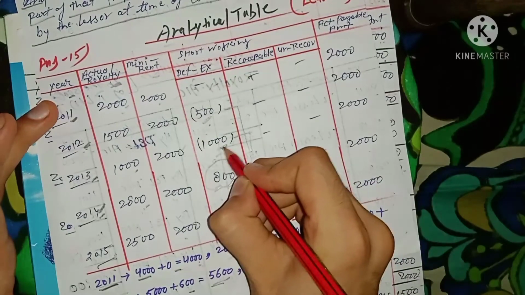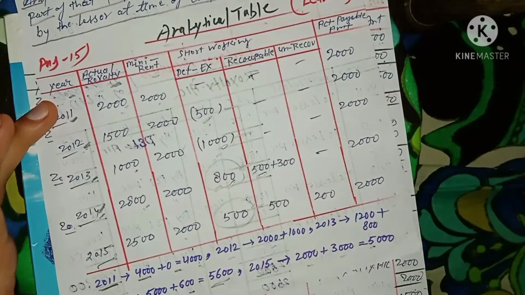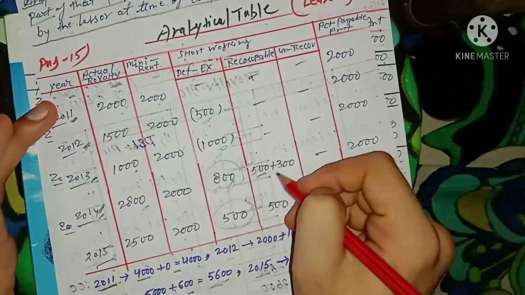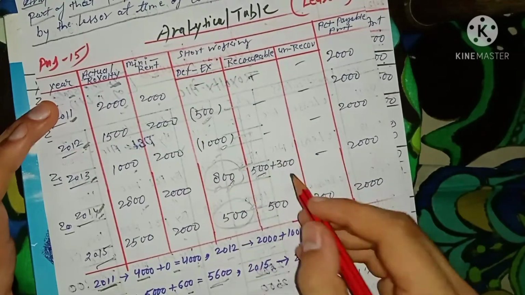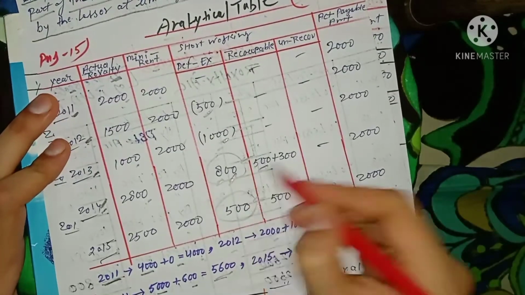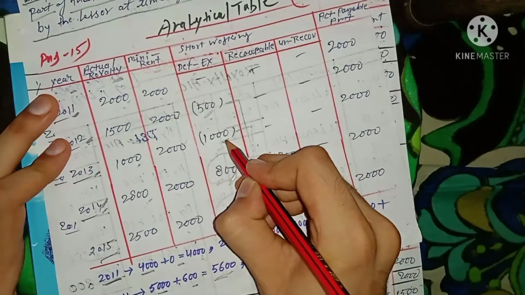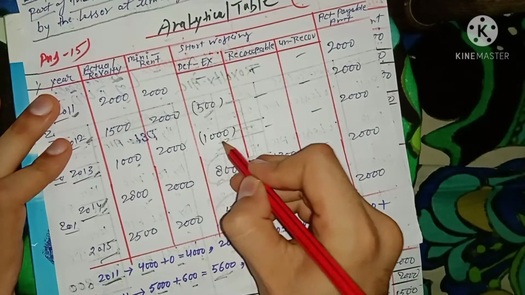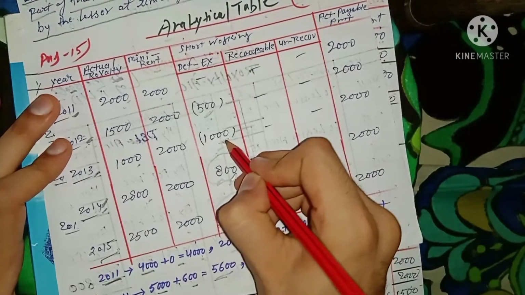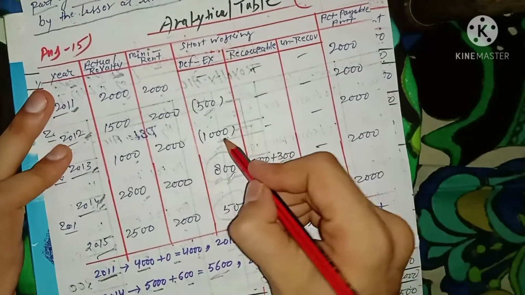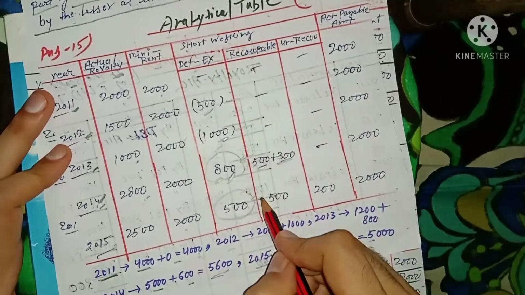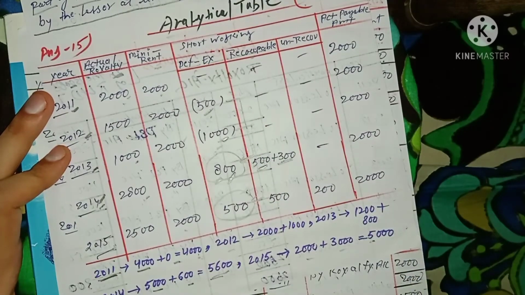So in order to recoup this amount of rupees 1000 as short working, we can utilize whatever amount is left there, the extra working amount of 300 rupees as well. Here you can see 300 has been utilized to cover up this short working. Now how much is left after deducting 300 out of the 1000? 700.